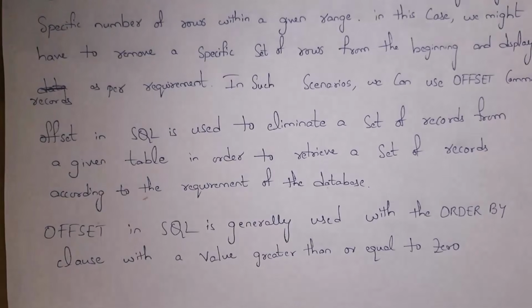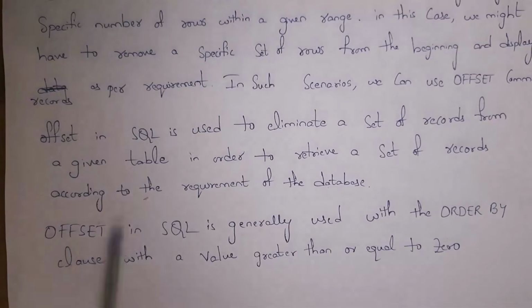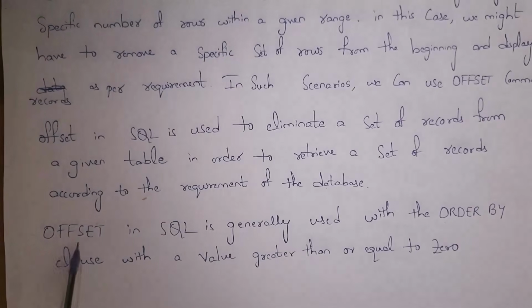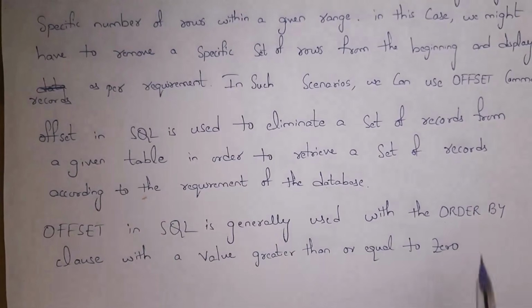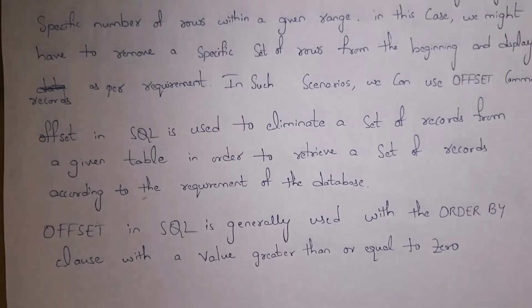In order to retrieve a set of records according to our requirement, of course we need to eliminate the remaining records, and you can achieve it by using offset. Offset in SQL is generally used with order by clause with a value greater than or equal to 0. That means normally we will use offset along with order by clause. And whatever offset value that you give must be greater than or equal to 0. We should not give negative values.